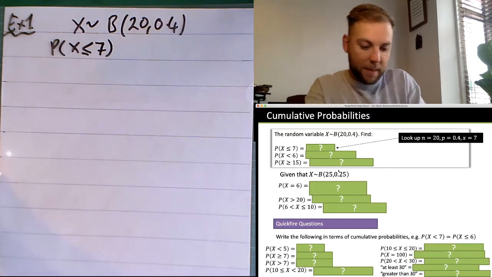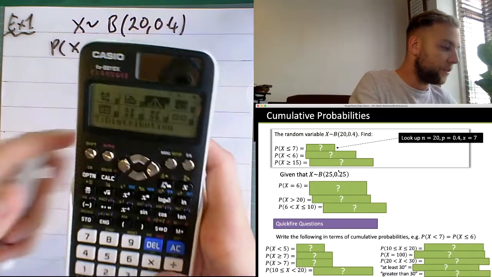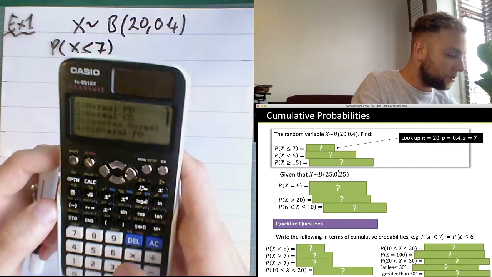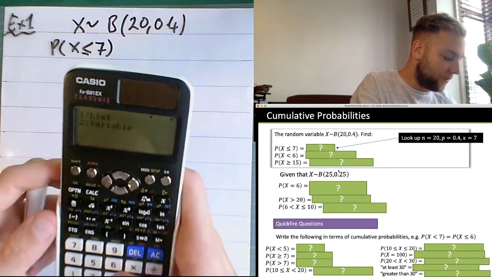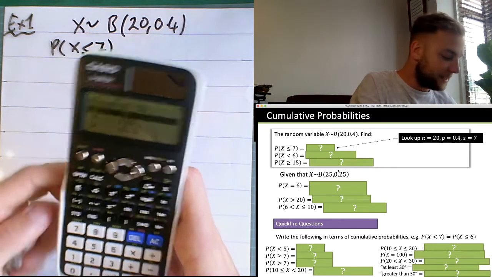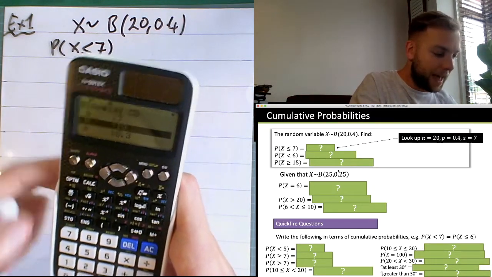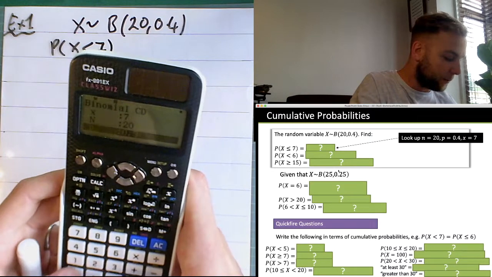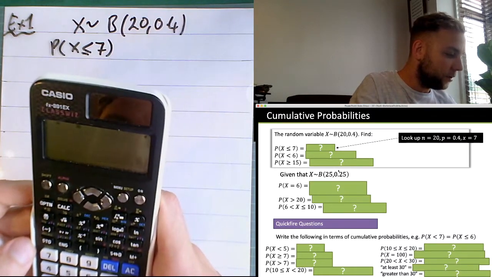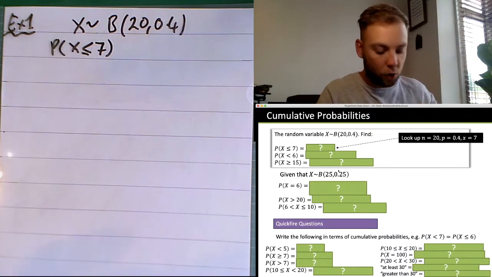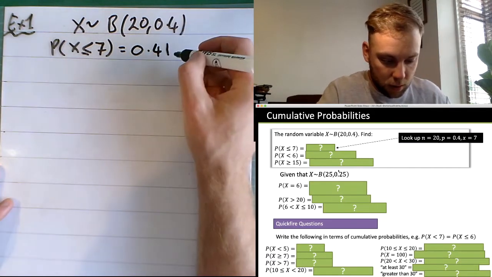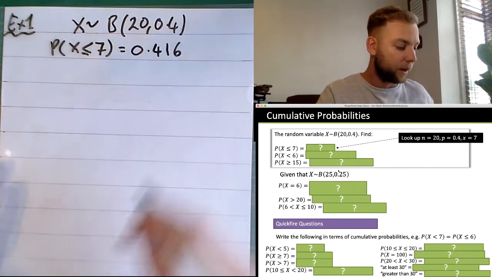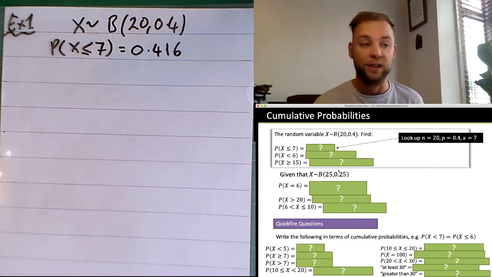So for this one here, menu, go to 7, go to binomial CD, which is 1, and then we go to variable, which is 2. My x is equal to 7. My n is equal to 20 in this case, and my probability is equal to 0.4. So that one there is equal to 0.416, I'll say, if I round it up. So there's that first question done using the calculator.